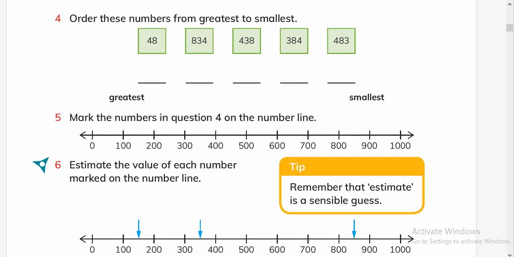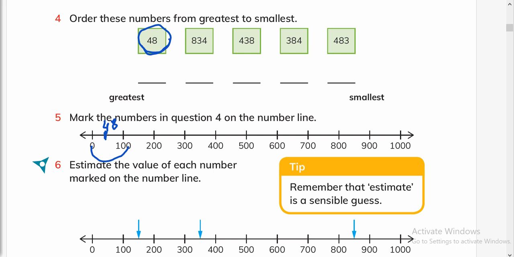Okay, now how to mark these numbers? First, this number is 48. Where will we mark it? See, what is half of 100? 0 and 100. Half of 100 is 50. So 48 is a little bit before 50. So we will mark it here, very close to 50.